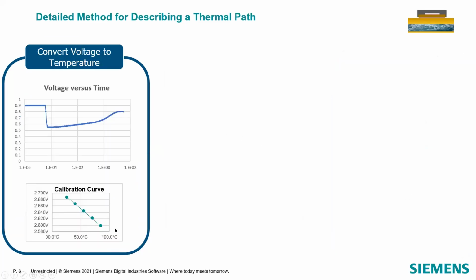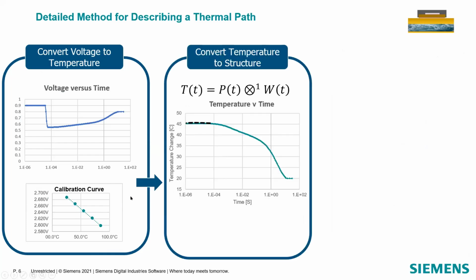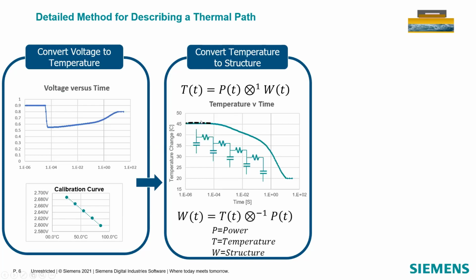Using the calibration curve and a bit of processing, this can be turned into an actual thermal transient response of the component for that given power step. And basically using a so-called inverse convolution method, a mathematical method, we can deduce which thermal capacitances and thermal resistances make up this thermal transient response.